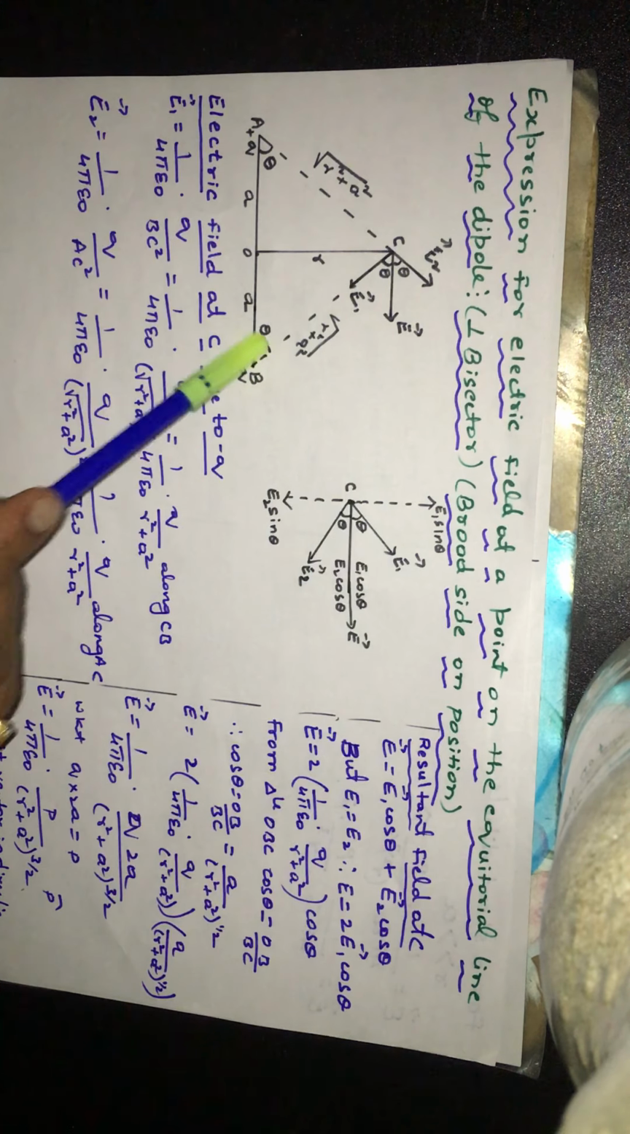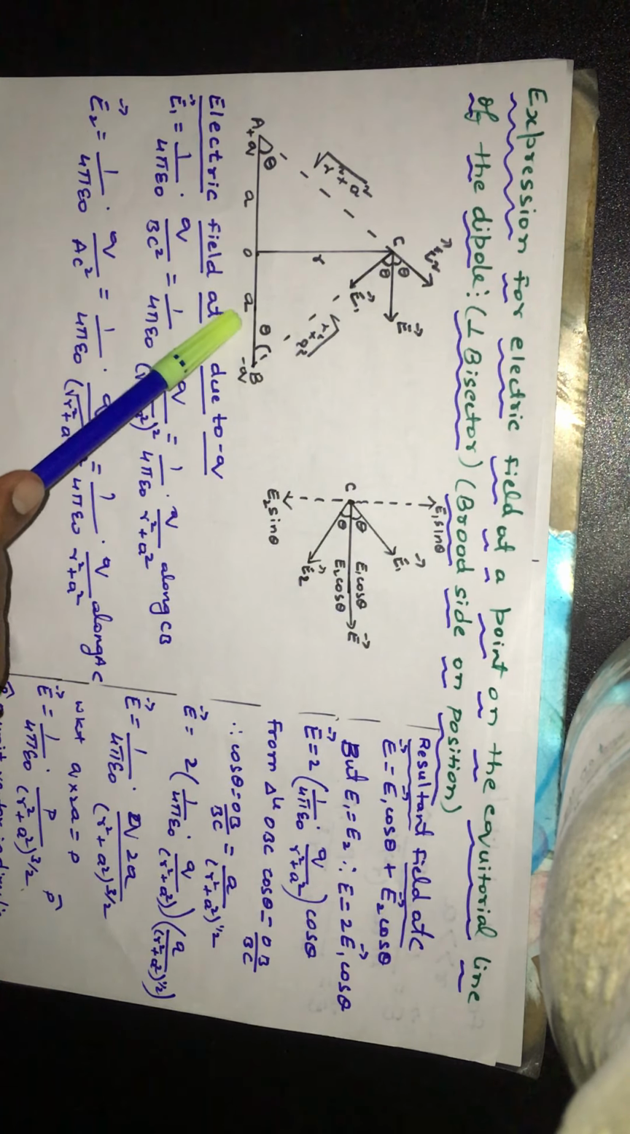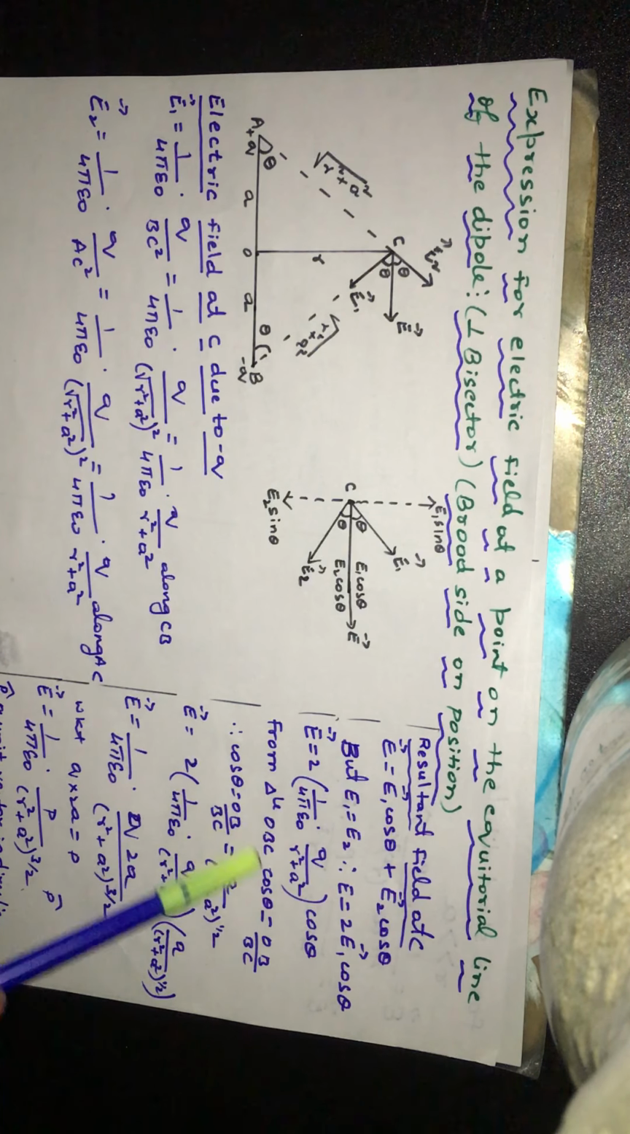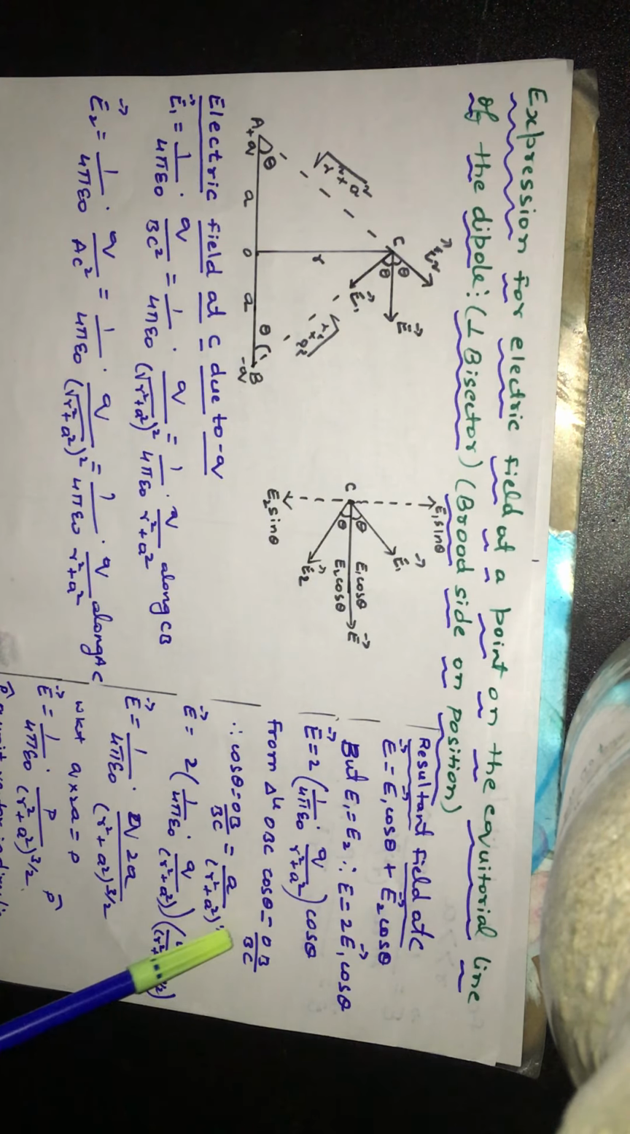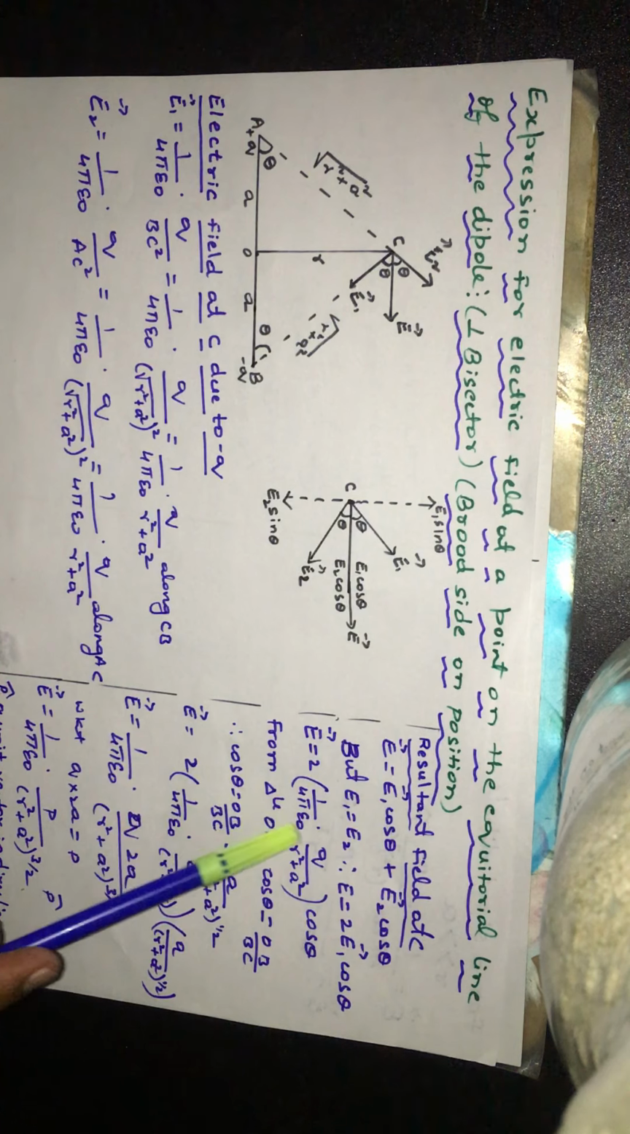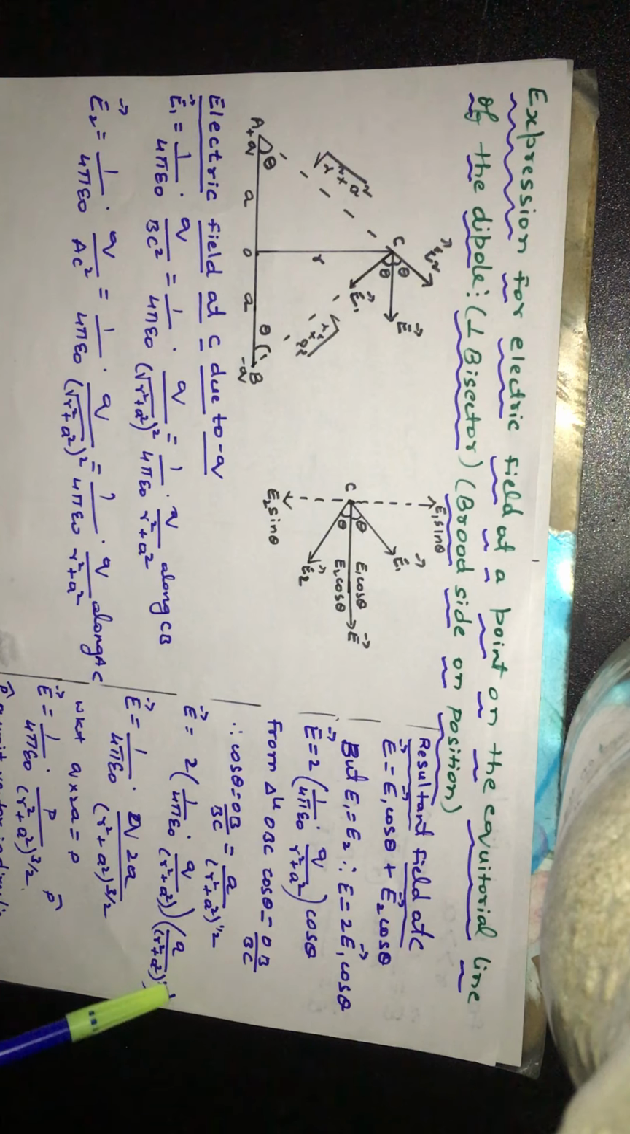Consider the triangle OBC. If you consider cos theta, you know that cos theta is adjacent side by hypotenuse, a by root of r square plus a square. Root of r square plus a square is r square plus a square to the power of half. So cos theta is OB by BC, adjacent side by hypotenuse, which is a by r square plus a square to the power of half. Substituting back in the expression for E, E is 2 into 1 by 4 pi epsilon naught into q by r square plus a square into cos theta, which is a by r square plus a square to the power of half.